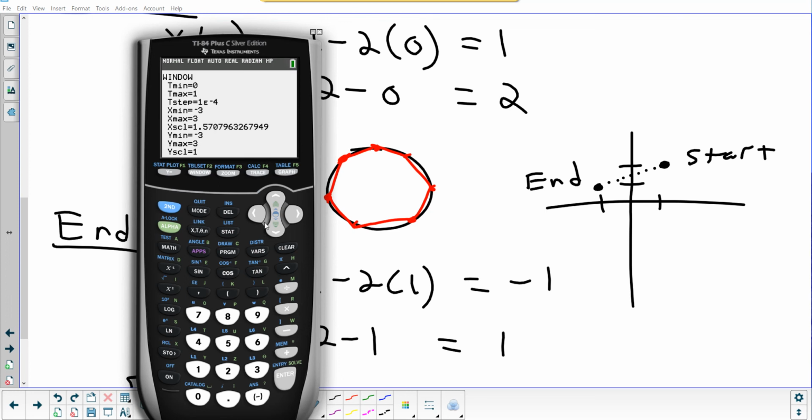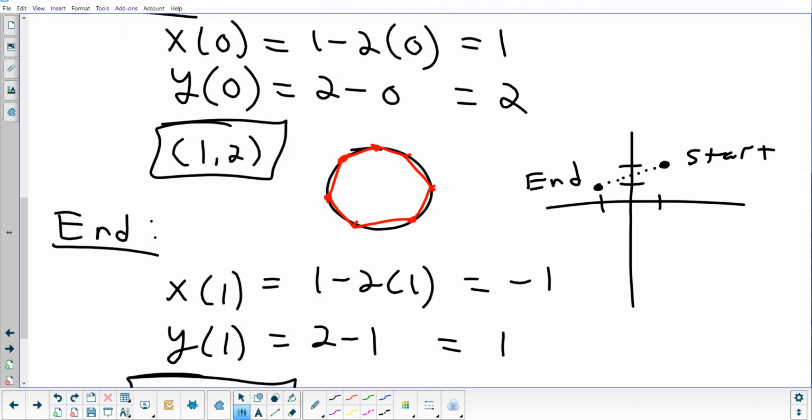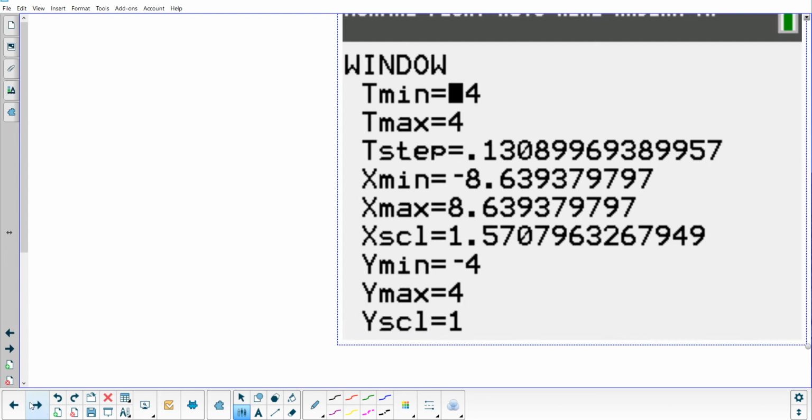So the goal here is basically to find a t-step that is enough detail for your picture, but not so much detail that it's going to take forever to sketch it. Any question on that? All right, so let's keep going.